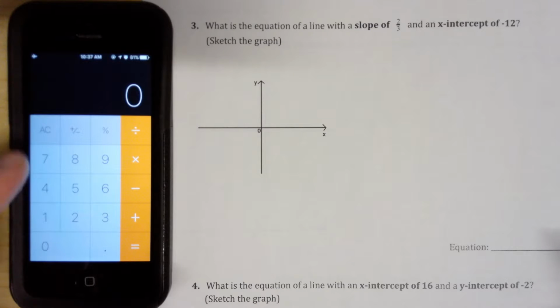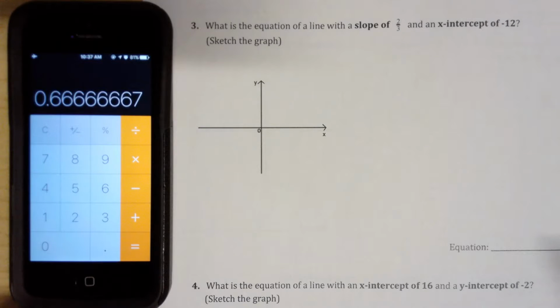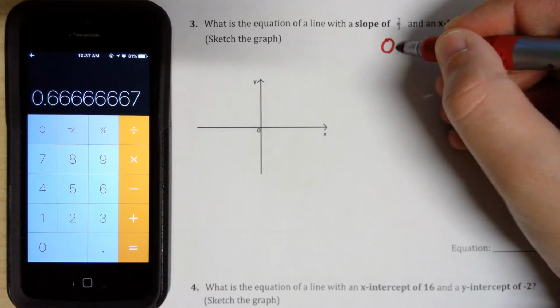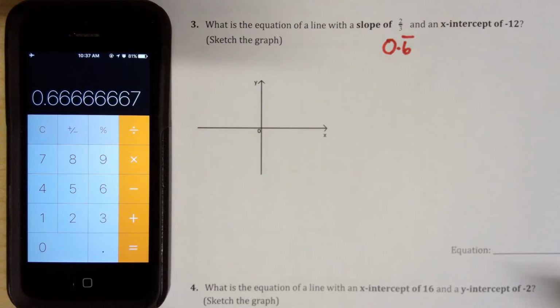First thing we're going to want to do is turn that into a decimal. So we're going to go 2 divided by 3, and it's going to be 0.666. So what we're going to do is 0.6 and put the line on top so it represents that it's a repeating six.